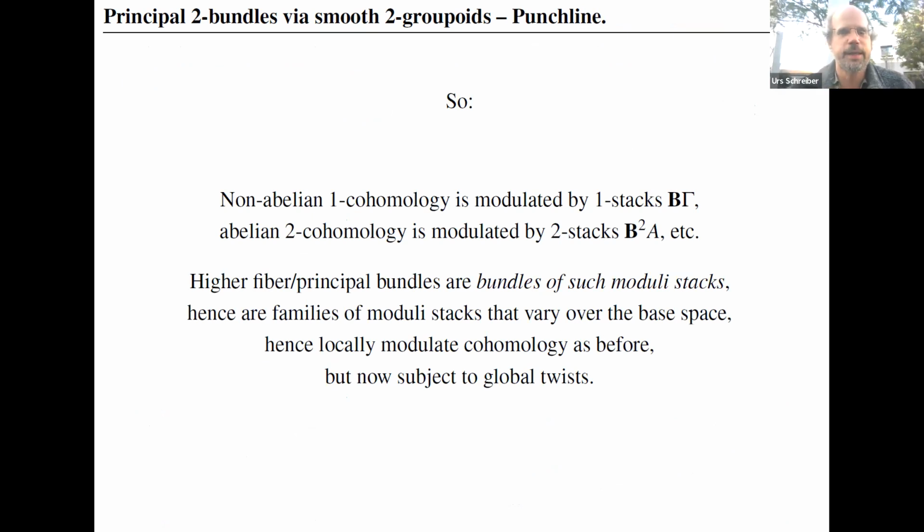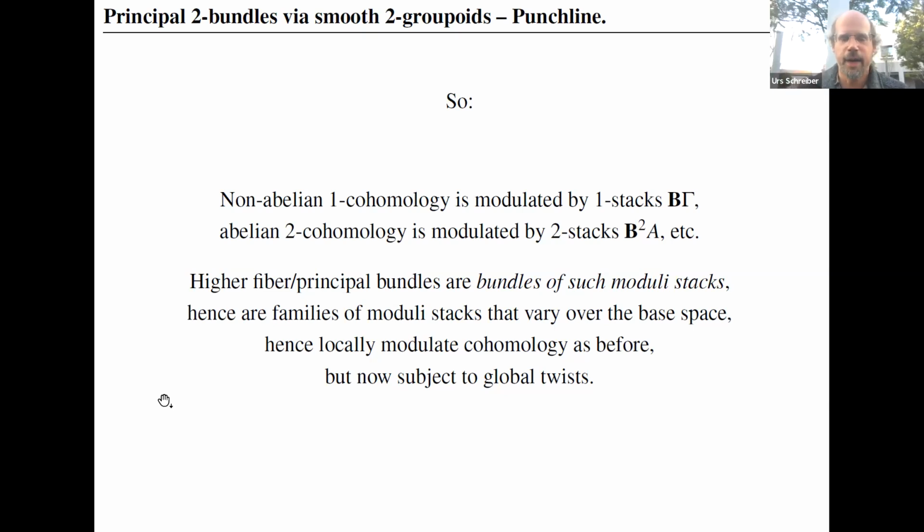So let me just read this out again because it's really important as the beginning of a story. We've seen that non-abelian degree 1 cohomology is modulated by 1-stacks, by smooth groupoids like BΓ. This classifies Γ-principal bundles, and Γ can be non-abelian. This is degree 1 non-abelian cohomology theory in the sense of Čech theory. We've seen that abelian second degree cohomology is modulated by 2-stacks, by smooth 2-groupoids such as the double delooping of A. And of course, it continues from here. Next, we can talk about degree 3 cohomology, degree n cohomology with coefficients in smooth n-groupoids. To make this precise, one has to start talking about Kan complexes and so on, which I didn't want to do for time reasons. It's clear that one can keep going.